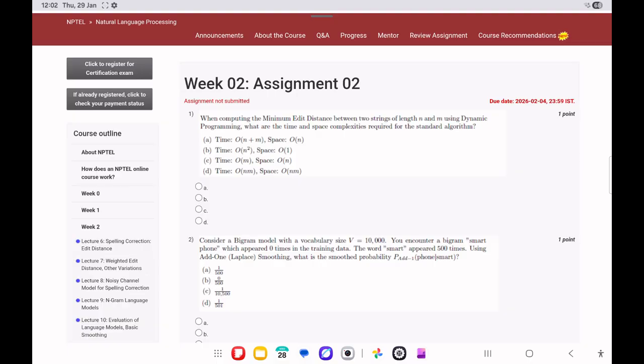So the first one, they are asking to compute the minimum edit distance of length m and n using dynamic programming. The option is option D. You can refer to the lecture notes of week 2, it is given on page number 60.